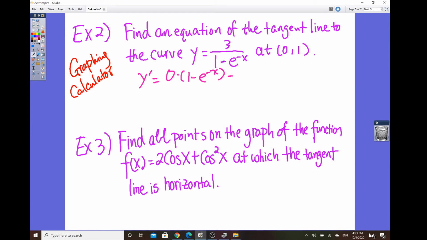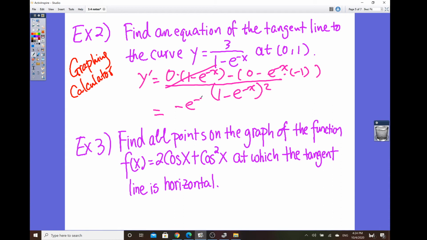And then derivative of 1 minus e to the power of negative x, then that will be considered 0 minus e to the power of negative x times -1, because that's the power rule with the chain rule. And then all over 1 minus e to the power of negative x quantity squared. So simplify the whole thing. This one turns out to be 0. Cancel it out. Minus 0 minus e, negative, negative, negative, so still negative. So negative e to the power of negative x, all over 1 minus e to the power of negative x quantity squared.